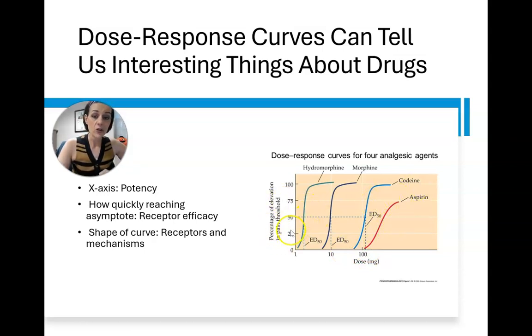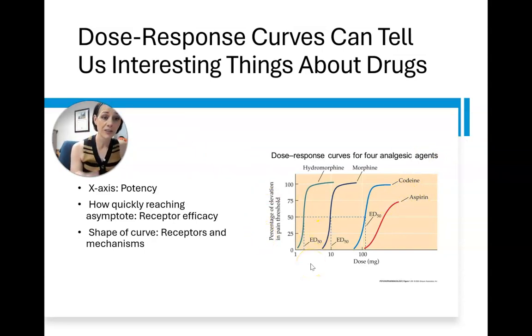So this is going to tell you how quickly and how effective this drug is. How quickly the drug reaches asymptote tells you how quickly this drug binds to certain types of receptors. So we get some really fast binding with hydromorphine. You can see that it asymptotes very quickly. Morphine takes a little longer. Codeine takes even longer, and aspirin hasn't even asymptoted with 100 milligrams or more yet. So this is not very effective at receptors the way hydromorphine is.